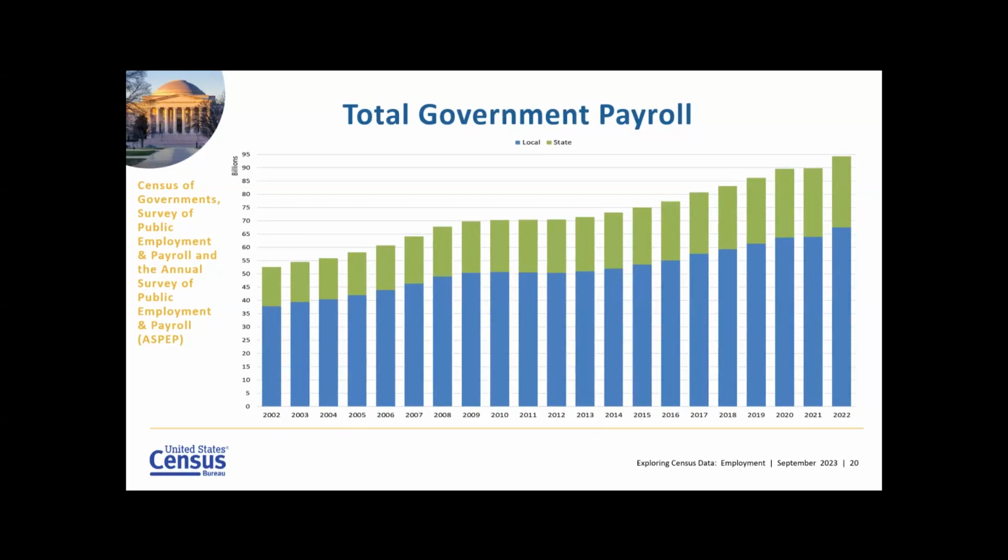From 2002 to 2009, payroll steadily increases. It then remains fairly static until 2012, and then steadily increases again up until 2020. It then remains static until 2021, and then increases again in 2022.